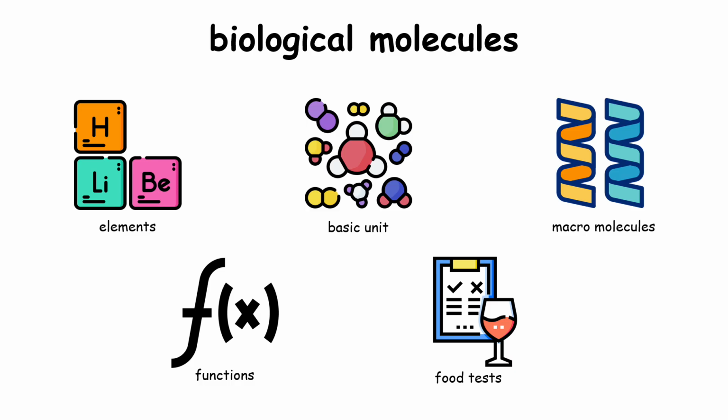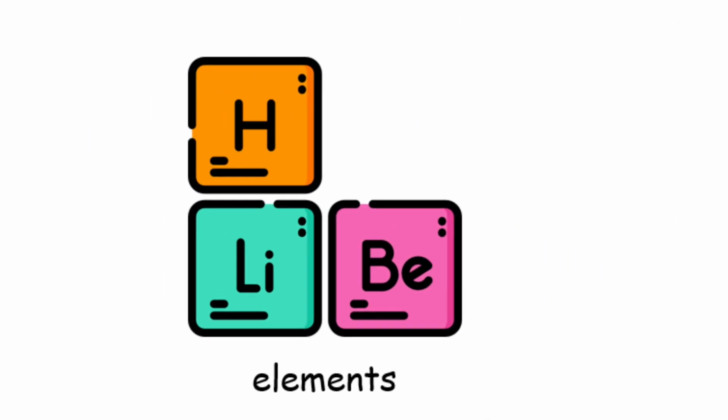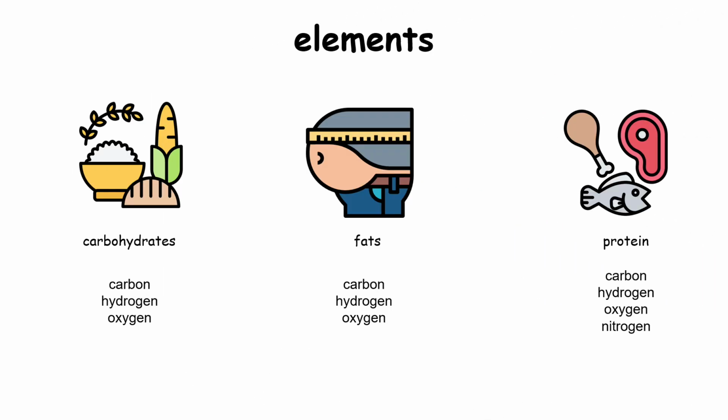There are three biological molecules and the elements in them that you have to know. The molecules are carbohydrates, fats, and proteins. Carbon, hydrogen, and oxygen are present in all three molecules, while protein has additional nitrogen compared to the other two groups, and sometimes sulfur might also be present in protein.